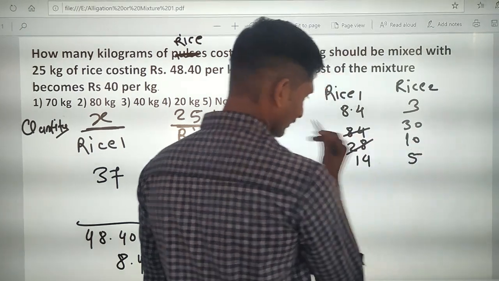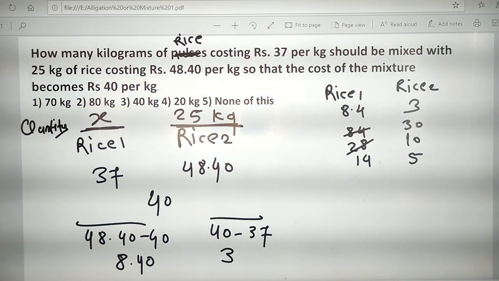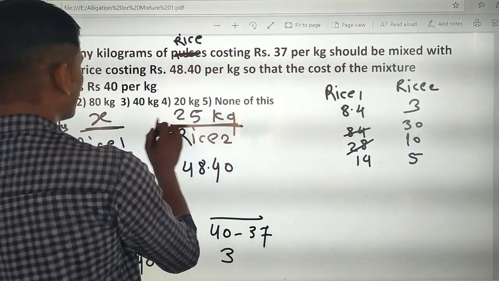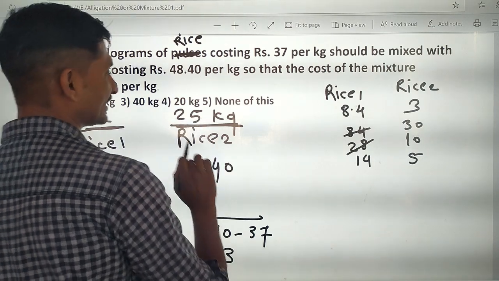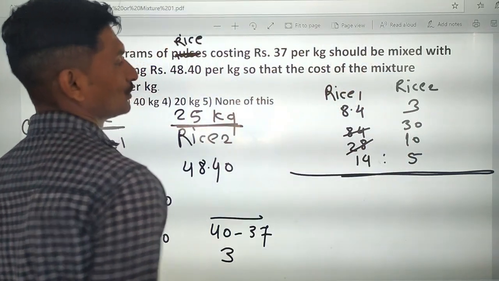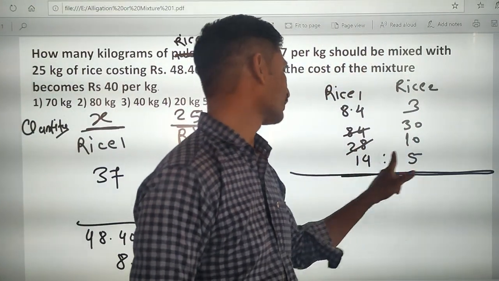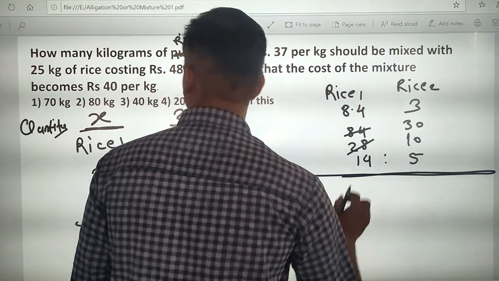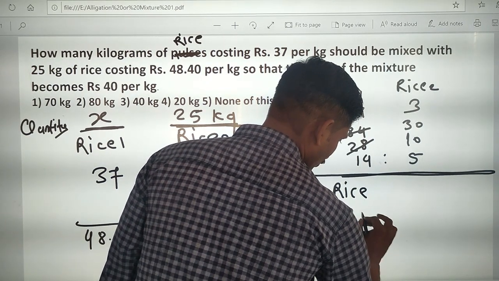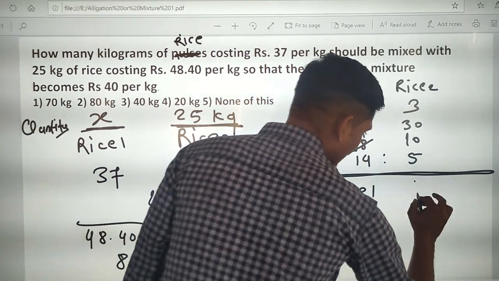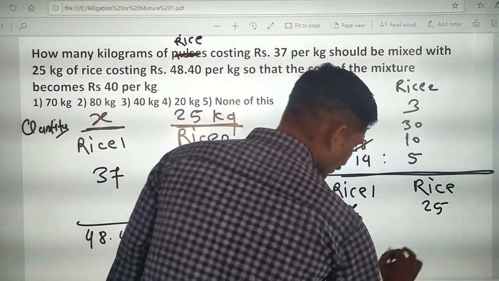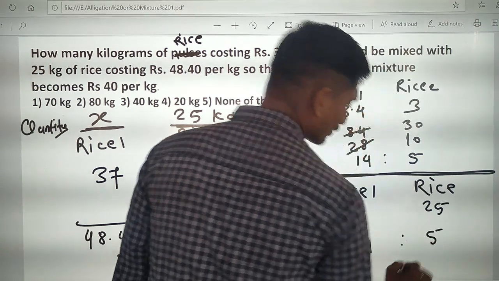The ratio is 14:5. Rice 1 quantity is x and the second quantity is 25. The quantities of rice 1 and rice 2 are in the proportion 14:5. We need to find the rice 1 quantity. Rice 2 quantity is 25 and their ratio is 14:5.